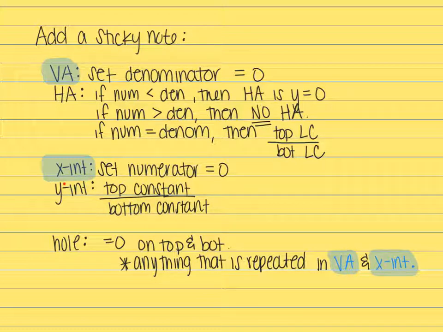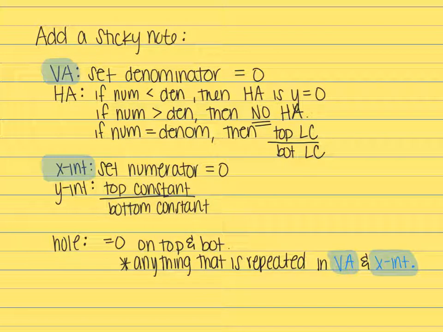Thirdly, the x-intercept, set the numerator equal to 0. So the vertical asymptote is the denominator equal to 0. The x-intercept is the numerator equal to 0. Y-intercept, because you're letting x equal 0, is going to end up being the top constant over the bottom constant. And remember, constant just means that there are no x's associated with it. It is just a number.